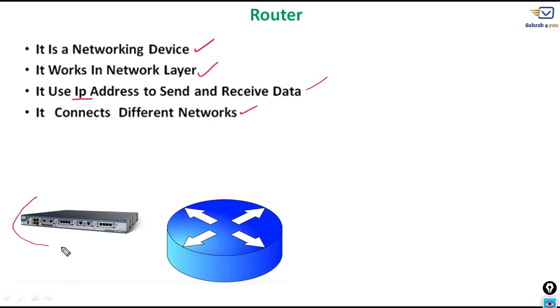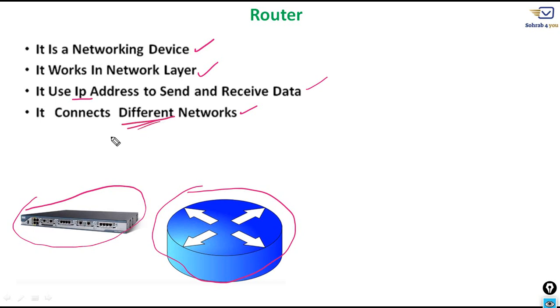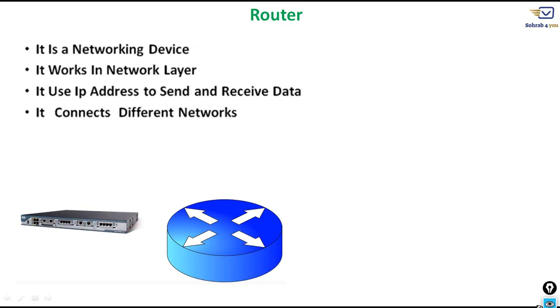So this is how a router looks like, and here is the symbol or icon of the router. So the router, what is it? It's a networking device. It operates in the network layer. It uses IP addresses to send and receive the data. It connects the same network and different networks. Mostly it's used to connect different networks together. So yeah, let's move to the next topic.